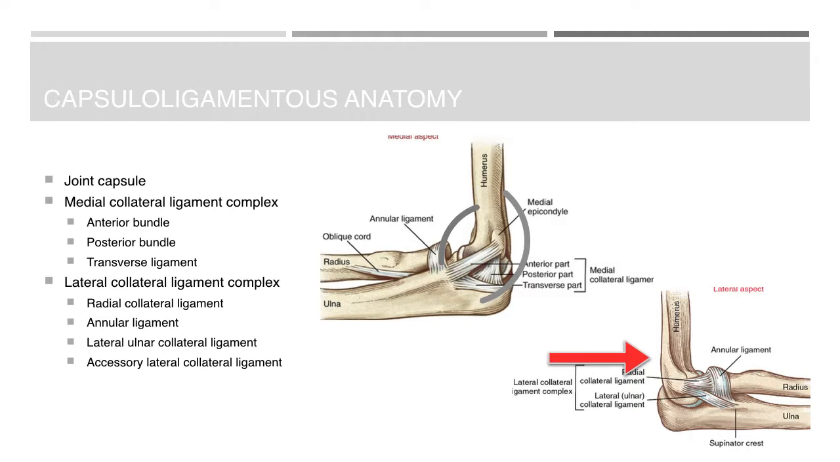The annular ligament attaches to the anterior and posterior margins of the lesser sigmoid notch, maintaining the proximal radial ulnar joint.